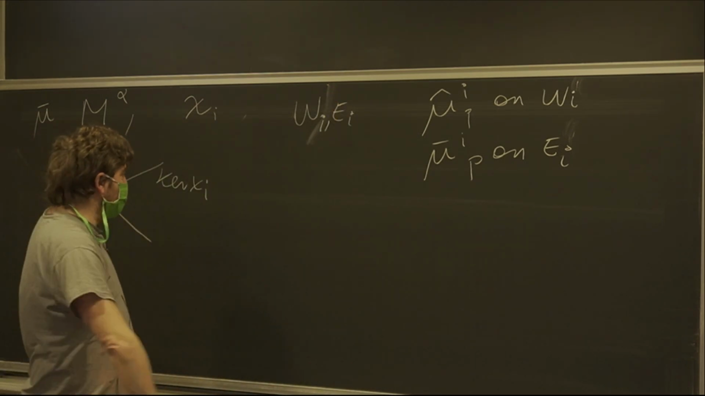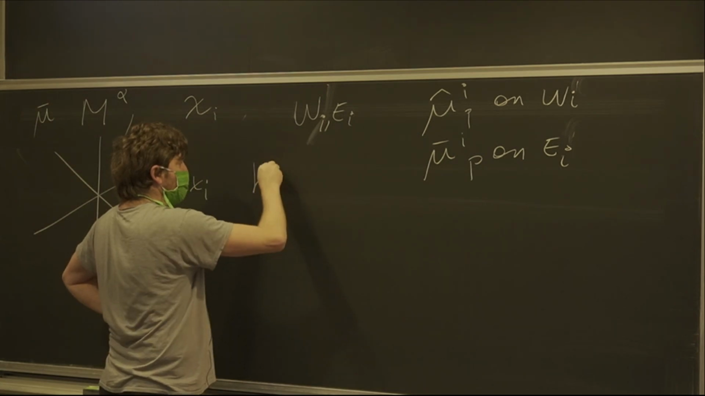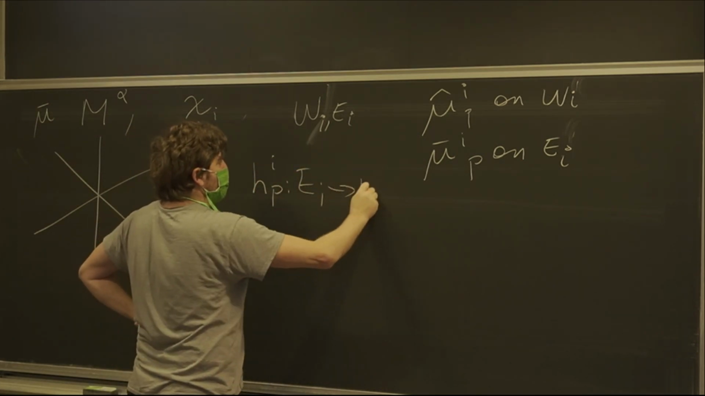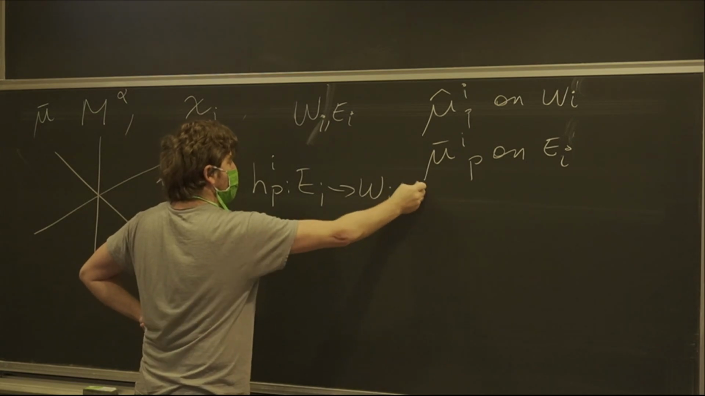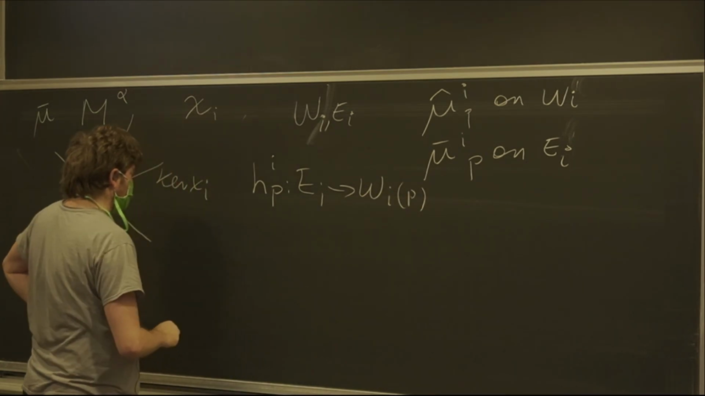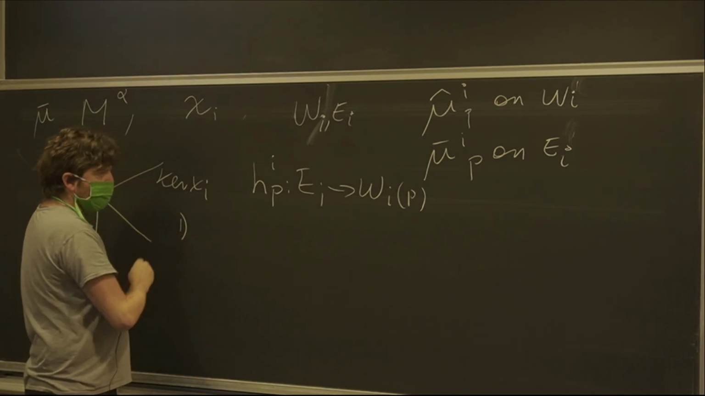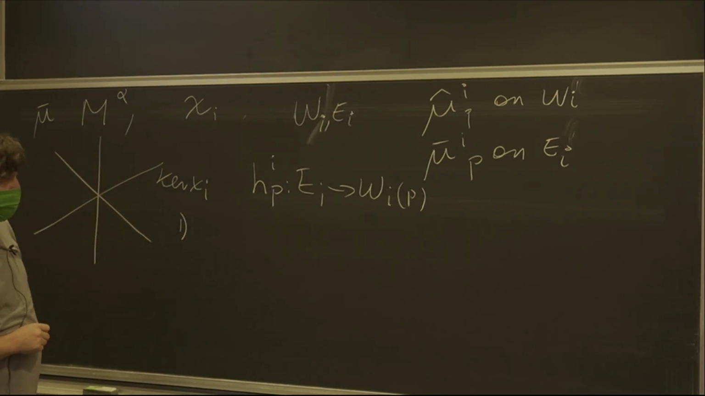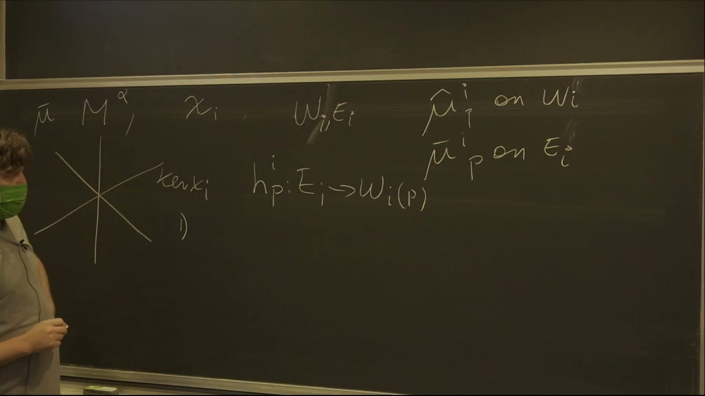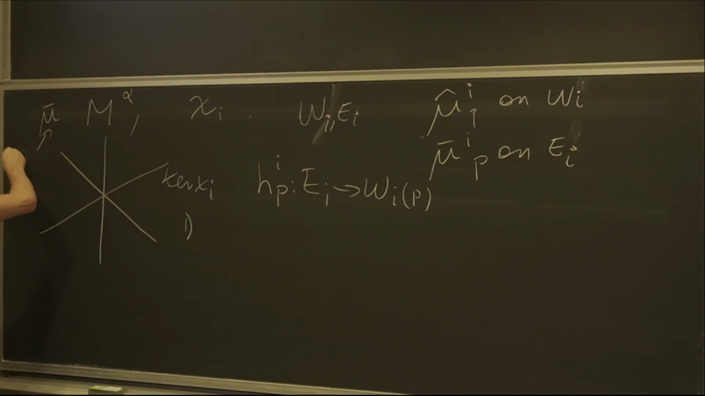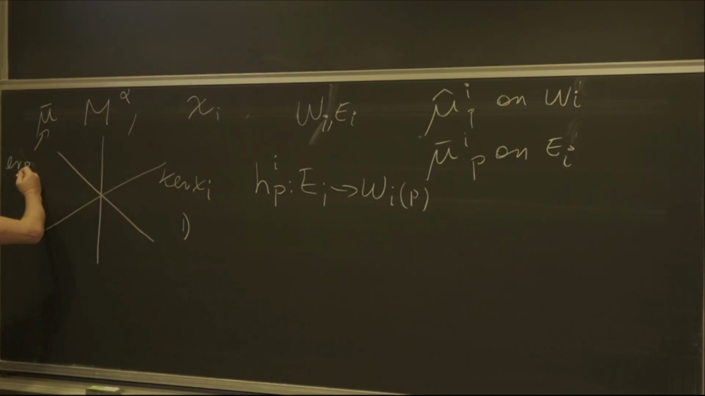And we had these identifications h_i^P from E_i into W_i of P, which satisfied the most important property here: with all these objects, these are the conditional measures. Mu bar is ergodic. That's the only thing that we care about here. Ergodic for alpha.